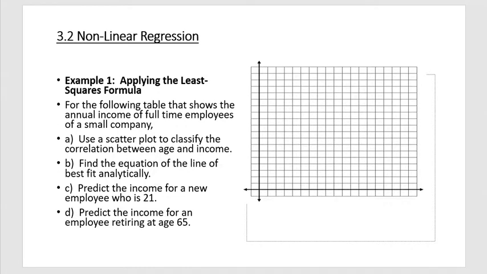For example 1, applying the least squares formula, we're going to take a look at a table on the next page. The table shows the annual income of full-time employees of a small company. Use the scatter plot to classify the correlation between age and income. Let's do that first, then find the equation analytically, and then do some predictions, like interpolation and extrapolation.